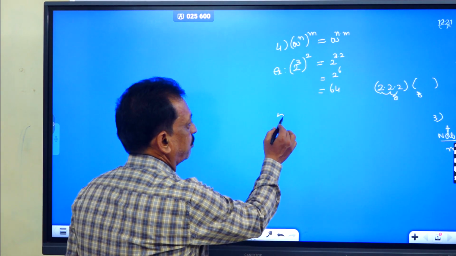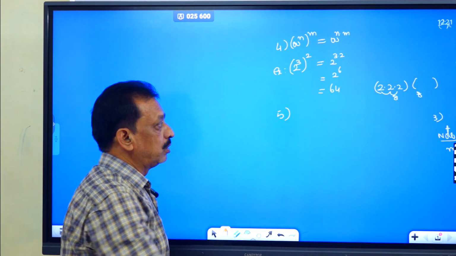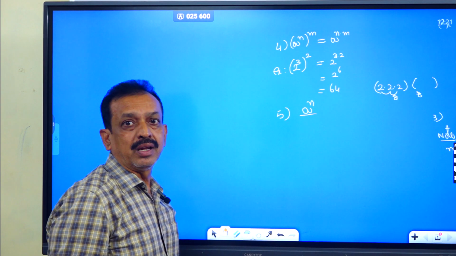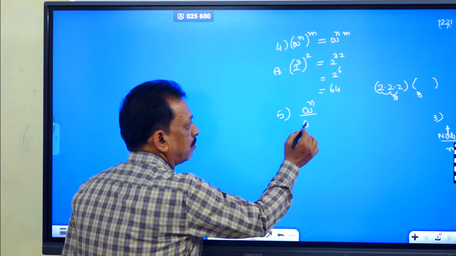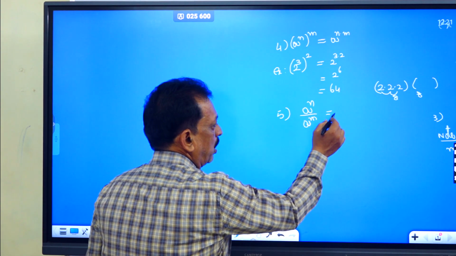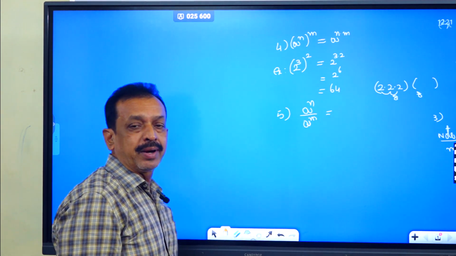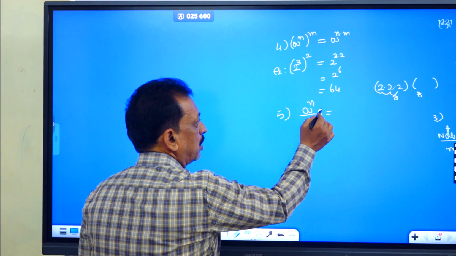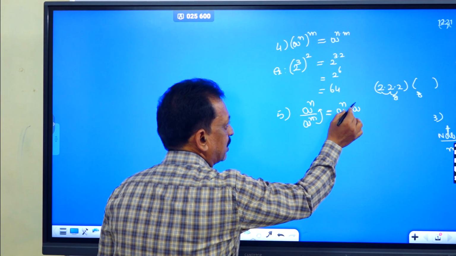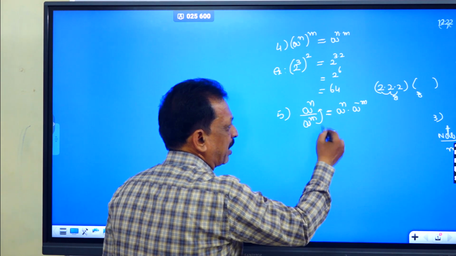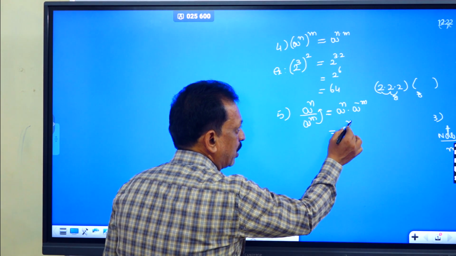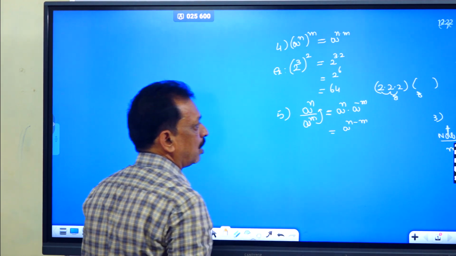So next, the fifth one. a to the power of n by a to the power of m. We are going to write directly how it comes. When I take the denominator to the numerator, the power becomes minus: a to the power of n into a to the power of minus m. But we are going to write directly a to the power of n minus m. Therefore, with the same base, the powers must be added, so negative addition, n minus m.